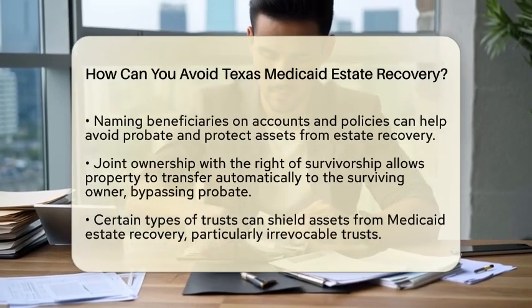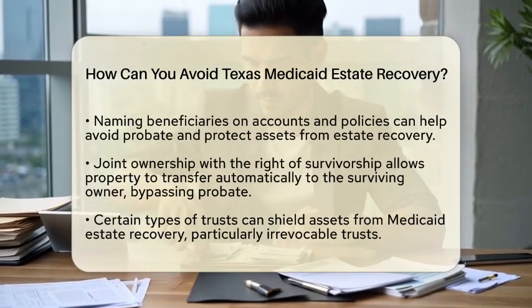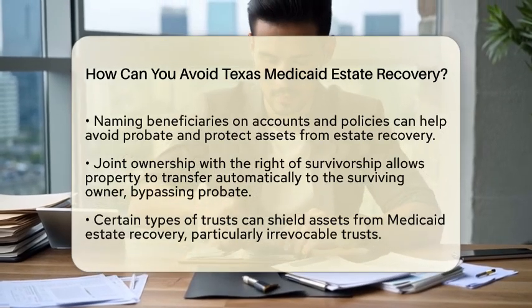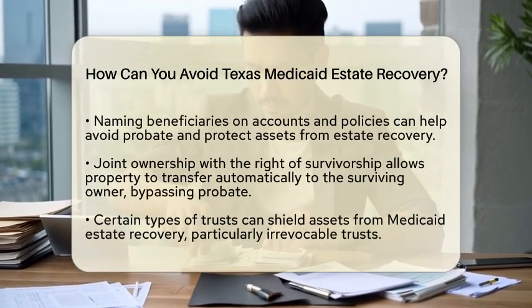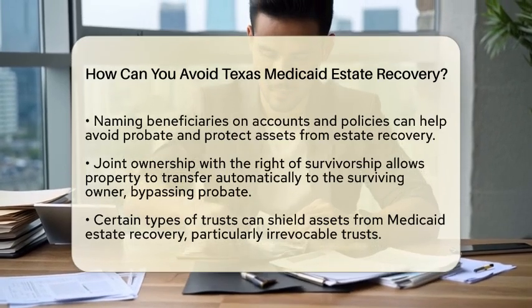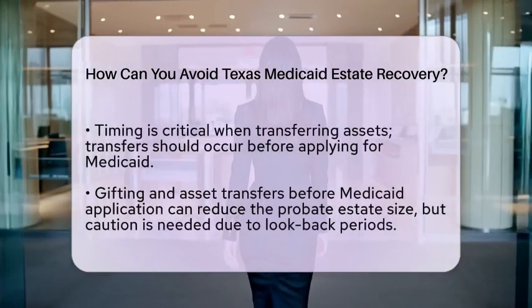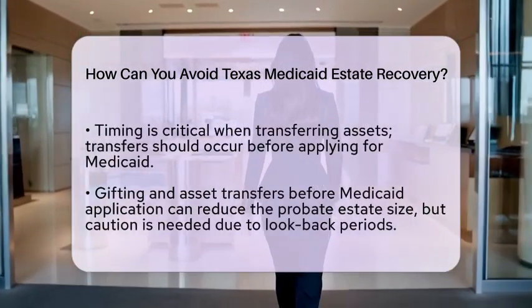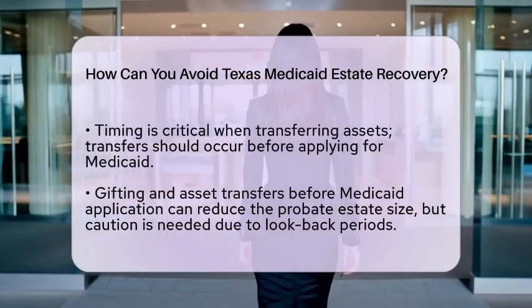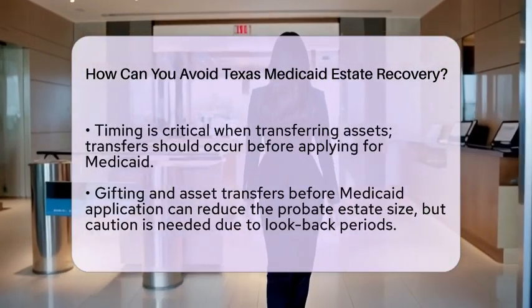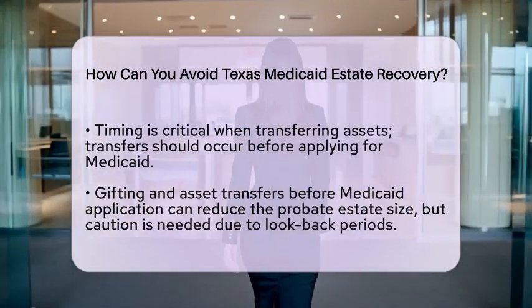Using trusts is another way to shield assets. Certain types of trusts can protect your property from probate and Medicaid estate recovery. For instance, a properly structured irrevocable trust may remove assets from the probate estate, making them unavailable for recovery. Timing is essential here. Transfers should occur before applying for Medicaid to be effective.